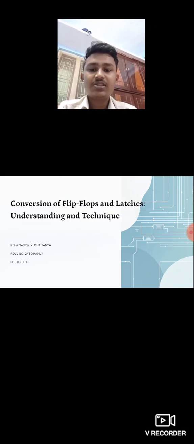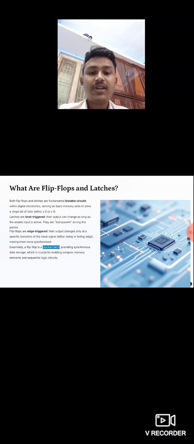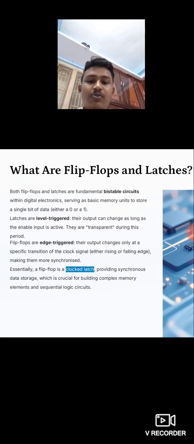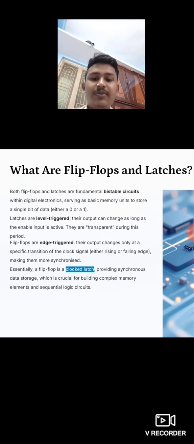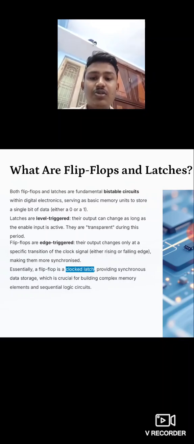Today, I am explaining the conversion of flip-flops and latches and understanding the techniques. Now, what are flip-flops and latches? Both flip-flops and latches are fundamental basic circuits in digital circuits, serving as basic memory units to store a single bit of data, either 0 or 1.